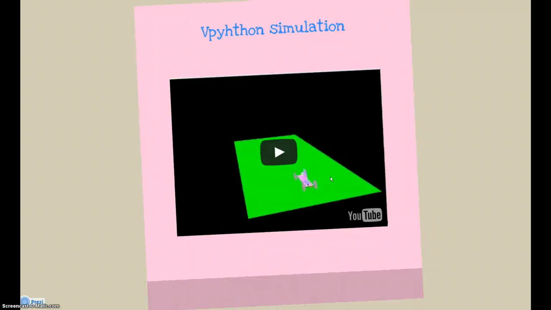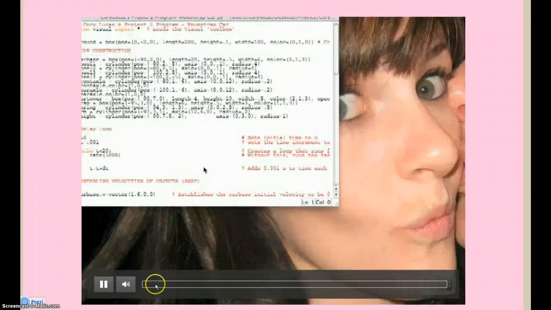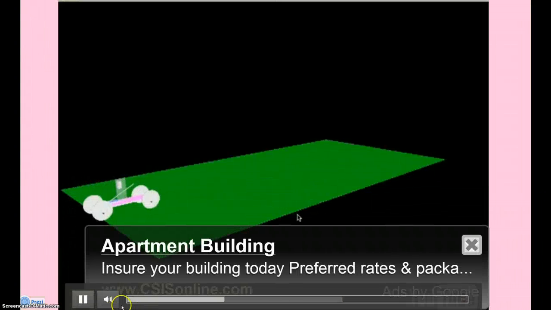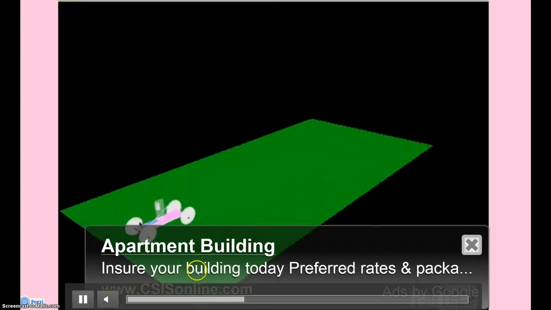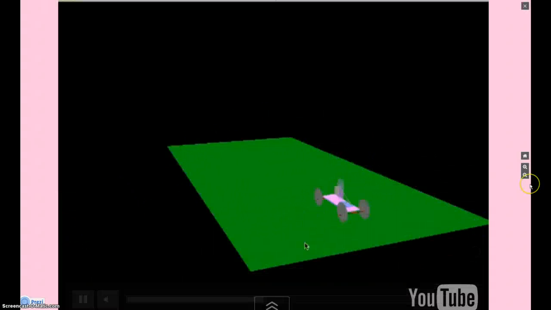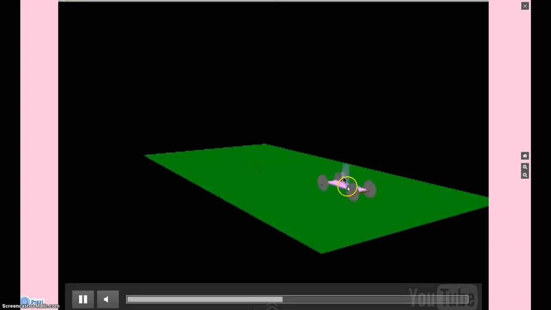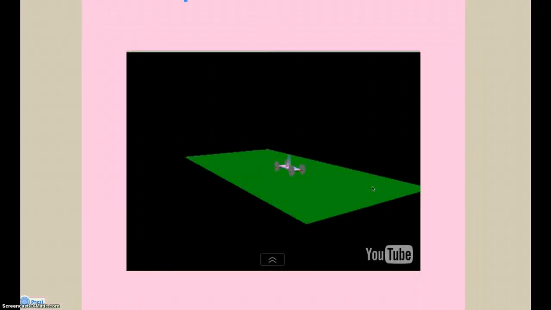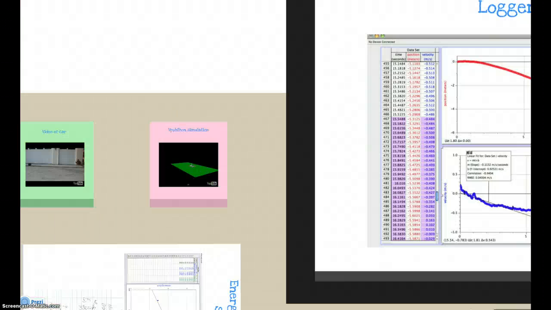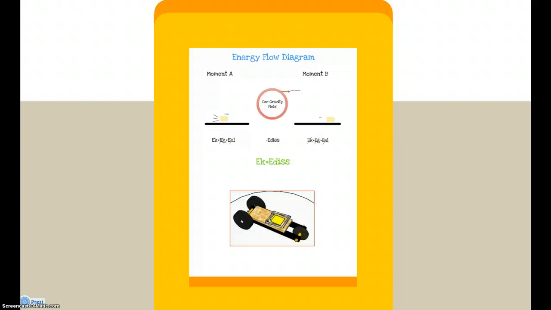Okay. Here we have a VPython simulation. I had to use someone else's because mine wasn't working, and then it just shows how it speeds up and then slows down. Theirs ended up going backwards for some reason, but I had a VPython, it just decided it didn't really want to work. This is the energy flow diagram.